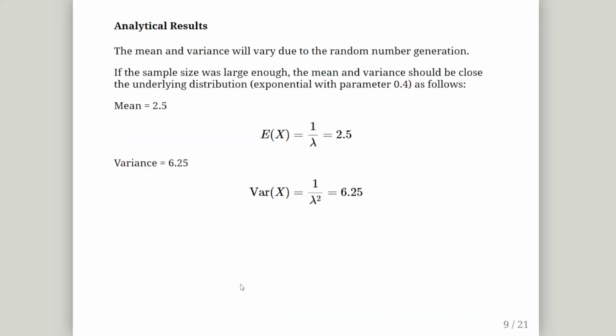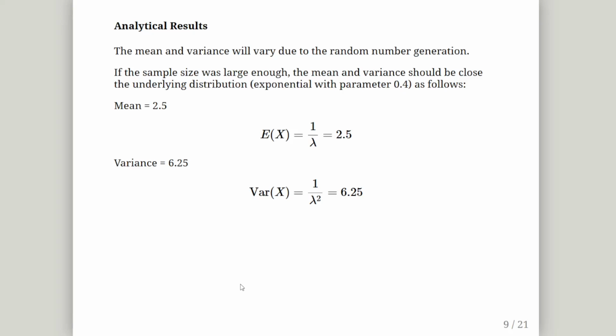So just as a quick remark, how close are these to our analytical results? The mean and variance will vary due to random number generation. That's more so in the context when you don't use a seed. When you do use a seed, that cuts out the fluctuations, and you get reproducible answers.